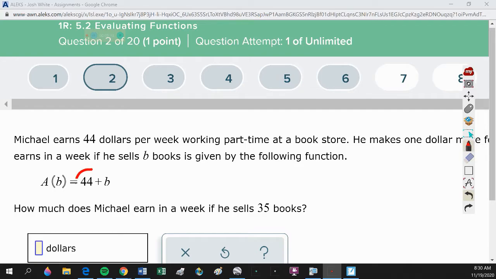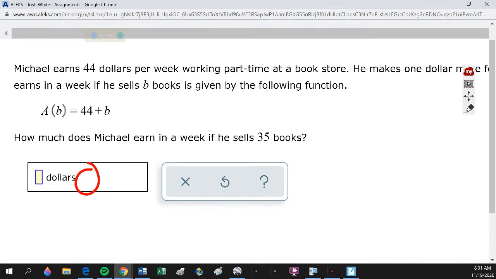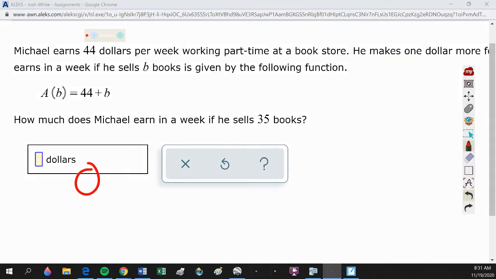So this is how much money he makes every week going to work. But every time he sells a book, he makes $1. So if he sells 35 books, how much money will he make? You're just going to plug 35 in there. 44 plus 35.